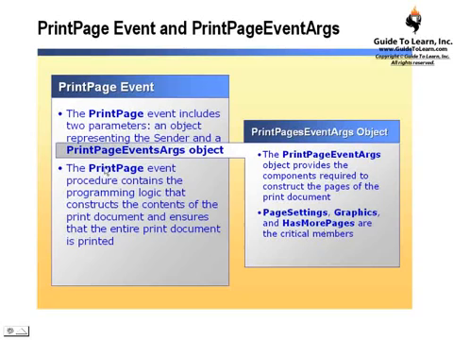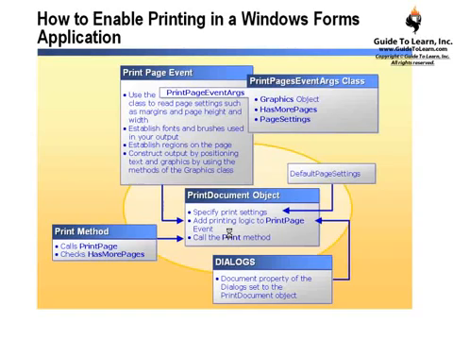And then of course the print page event itself contains the programmatic logic that constructs the content of the print document itself, and ensures that the entire print document is printed. So consider that you have two different objects: one manipulates the entire printing, and another object manipulates one page at a time. So you have to understand how many pages you want to print, and for each page, how you want to print it. Very, very straightforward.